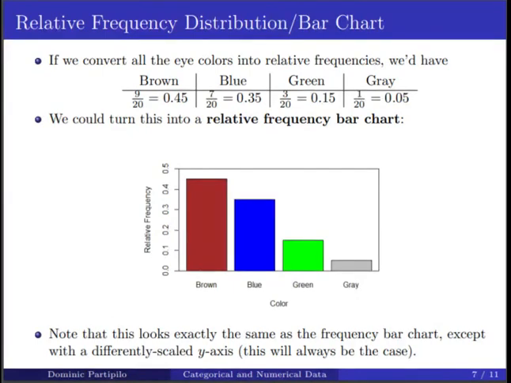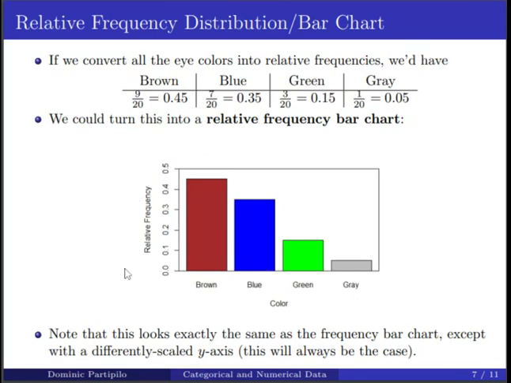So just like before, we could turn this into a relative frequency bar chart. So 0.45 was our relative frequency for brown, so the height of this bar is going to be 0.45. Similarly, with blue, our relative frequency was 0.35, so the height of this bar is going to be 0.35.